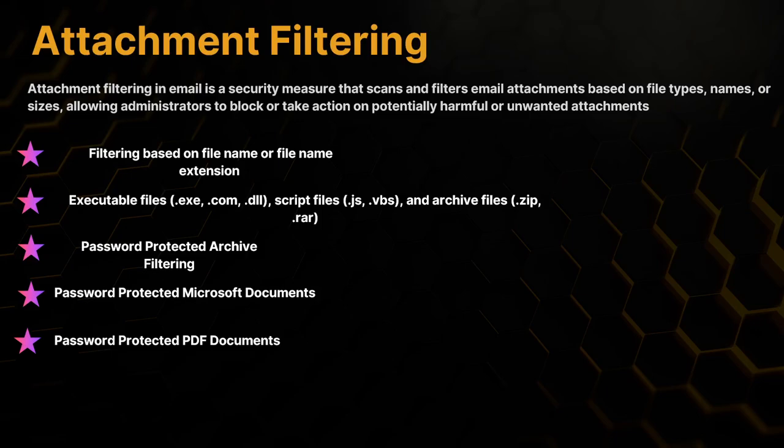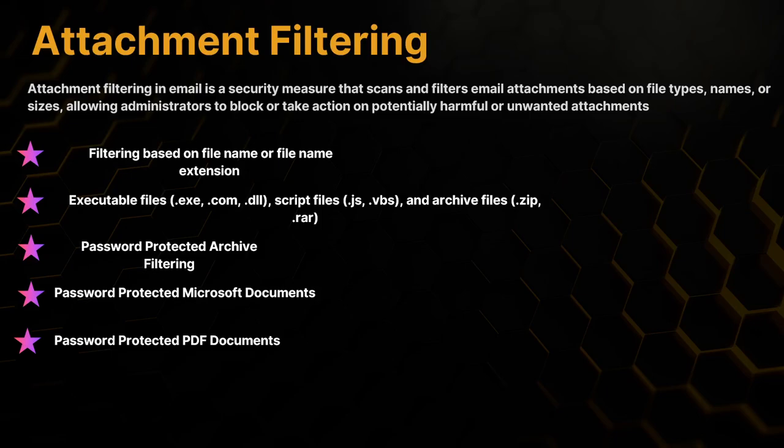The first one is filtering based on file names or file extensions. This is a fundamental method where the system looks at the file name and its extension. For example, it might block all files ending in .exe or .zip, because exe means executable files. Actually, script files you can block, archive files you can block, like .zip or .jar.